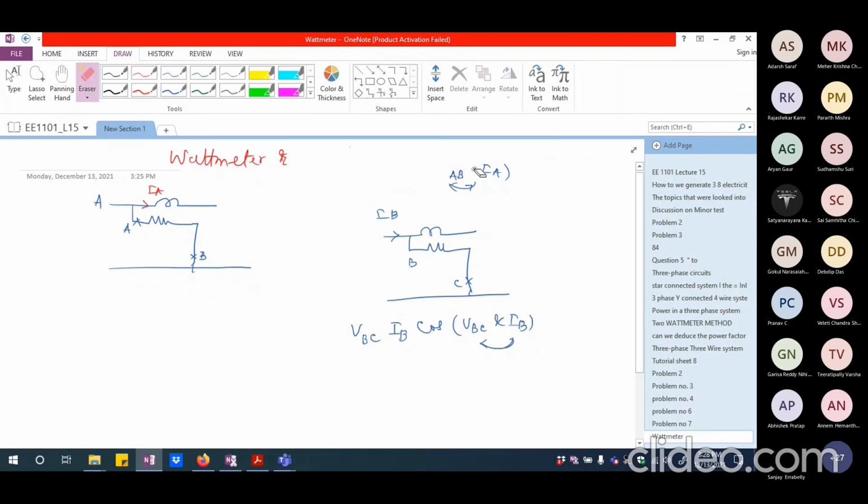Got it? So the wattmeter reading heavily depends upon which two lines I have connected the wattmeter between and in what way I have connected it. So here it will be VAB, IA and cos of the angle between VAB and IA. This is how it is going to be.